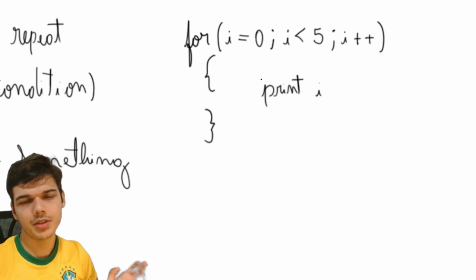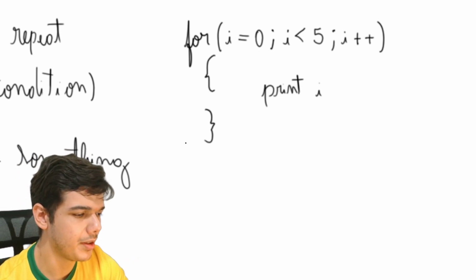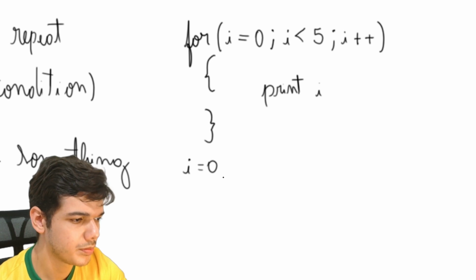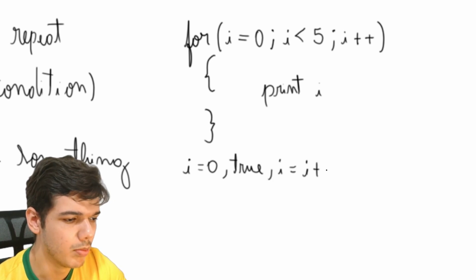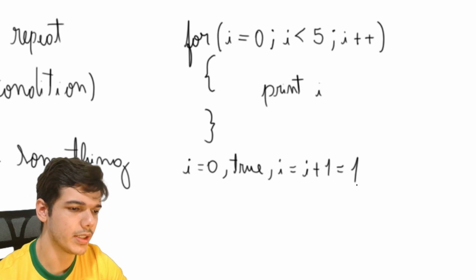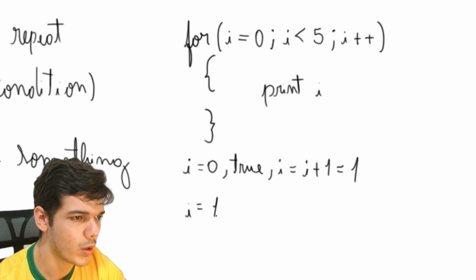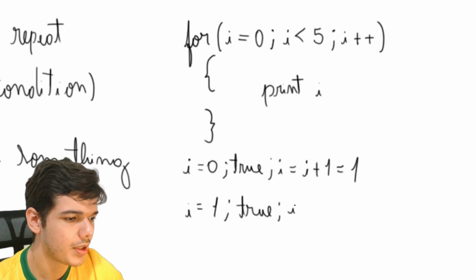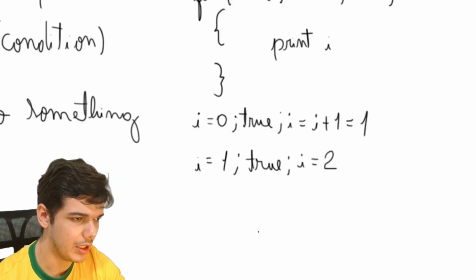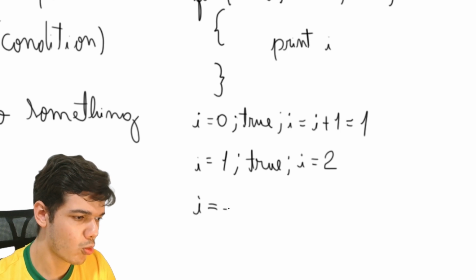So let's just imagine how it would work. In the first loop, I is 0, this condition is true, and we will set I to I plus 1. That's 1. Okay, we get this value here, I equals 1. It is still less than 5, so we have true. So we will set to 2, and we keep going until the value of I is equal 5.